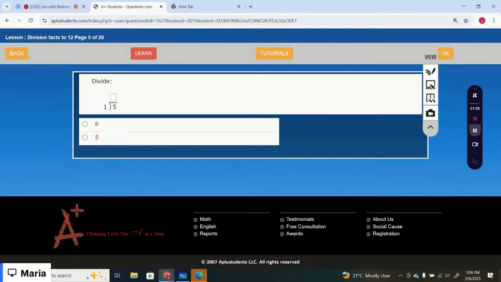5 divided by 1. 1 times what number is 5? That is 1 times 5 is 5. The correct option is 5. Option 2 is the correct option.